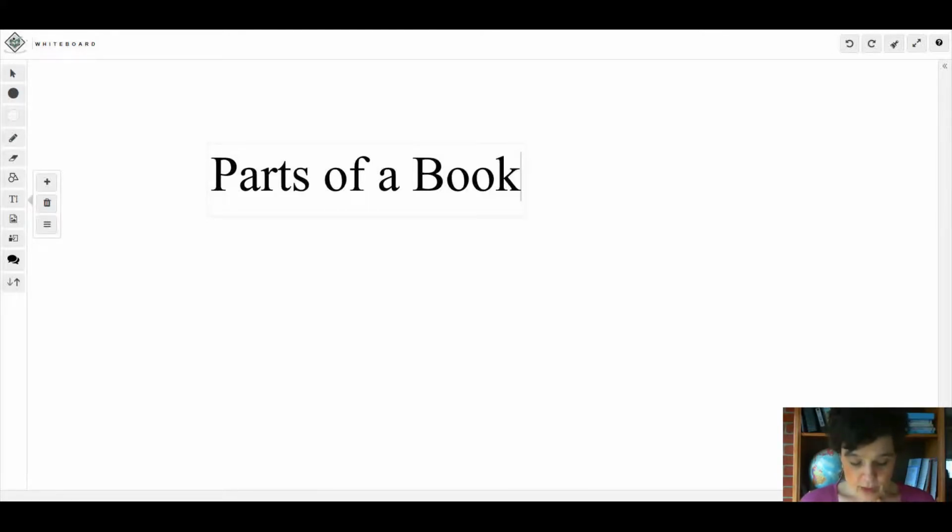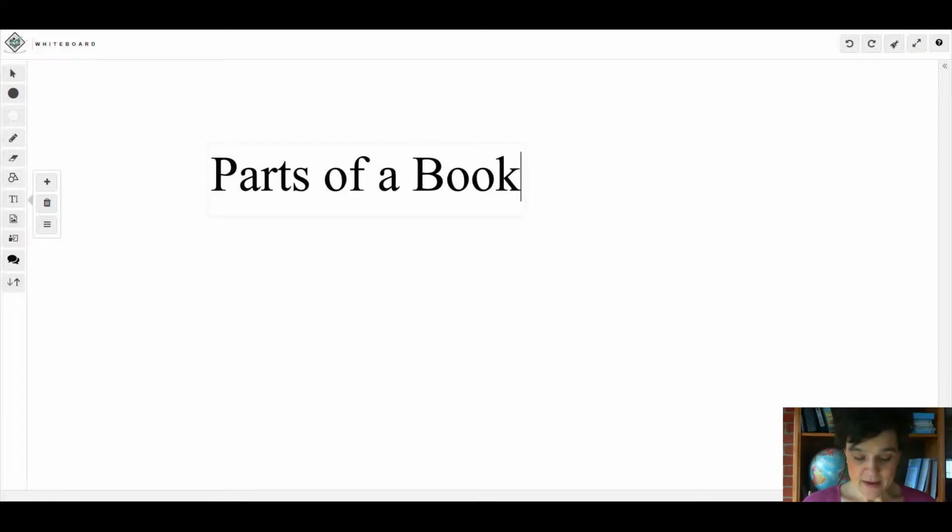Number 2, where would you look to find the meaning of a word found in a book? I just said it. Glossary. You look in the glossary. It's kind of like a dictionary in a way. Number 3, where would you look to find the year a book was published? You'd look on the copyright page.